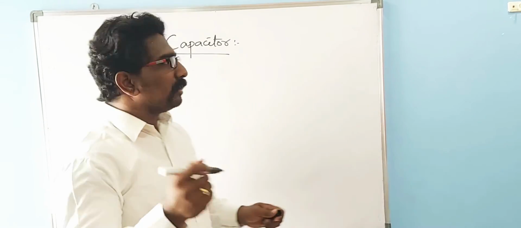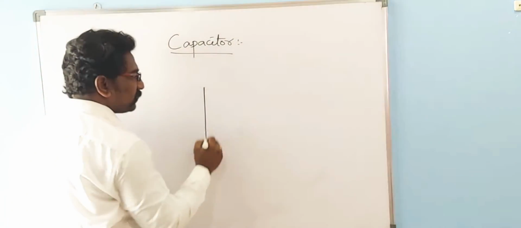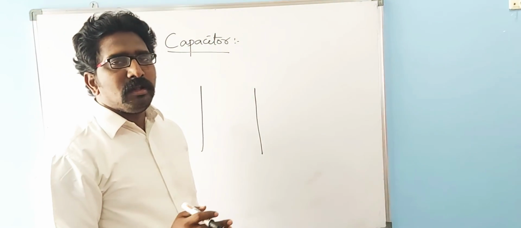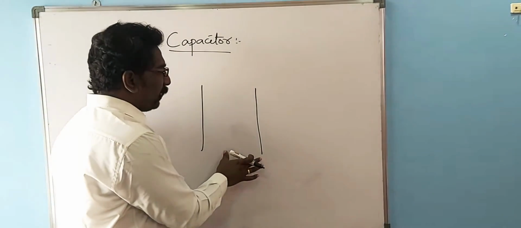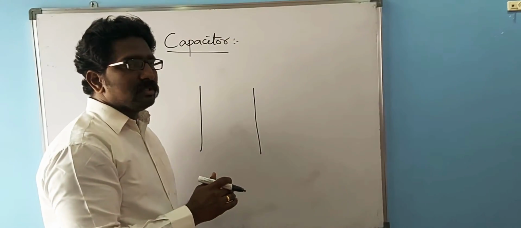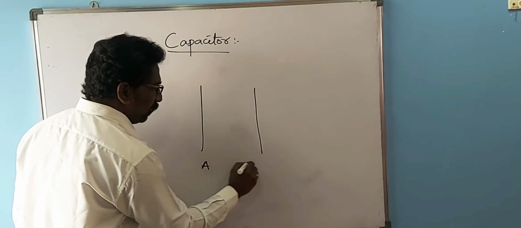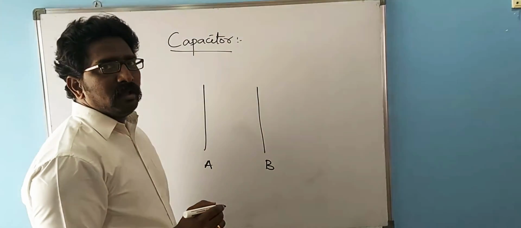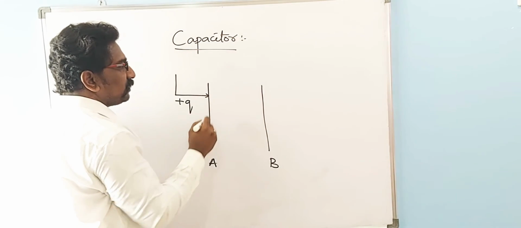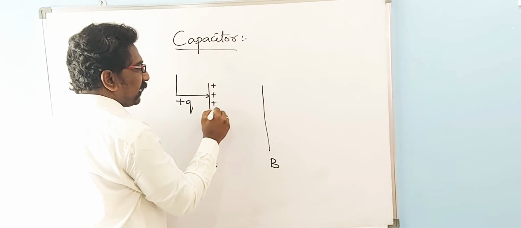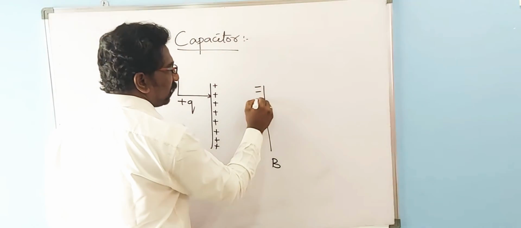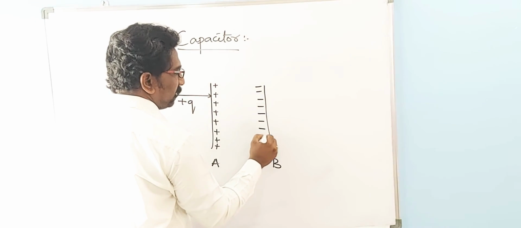Physically, a capacitor is a combination of two parallel metal plates. Whenever two metal plates are brought in parallel, we call that setup a capacitance. Let me consider two neutral plates, plate A and plate B. If positive charge is given to plate A, then positive charge will get accumulated on plate A, and simultaneously negative charge gets accumulated on plate B.